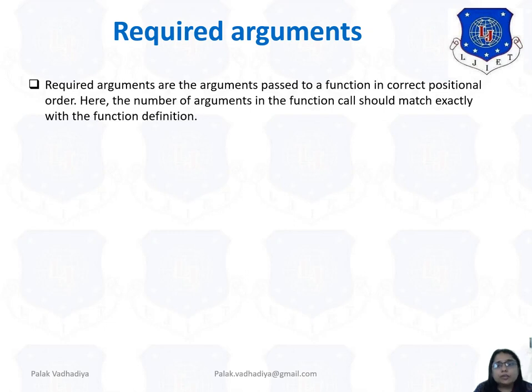The required arguments are the arguments passed to the function in the correct positional order. Here the number of arguments in the function call should match exactly with the function definition. That means if inside the function you have mentioned two parameters, then when you call that function, you have to pass those two parameters. Otherwise, it will give you an error.